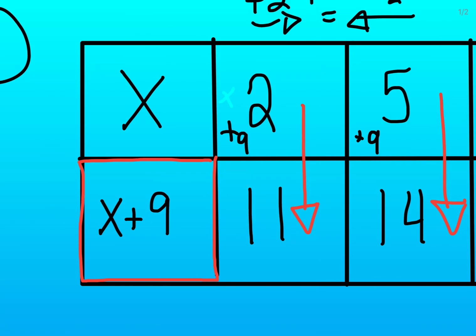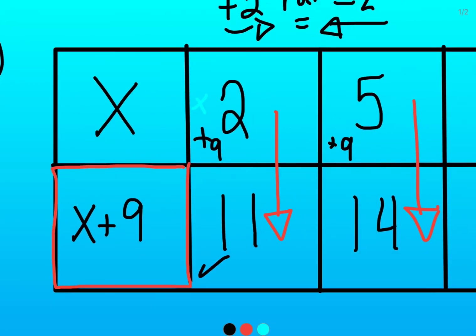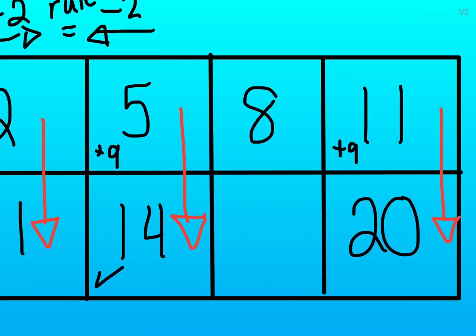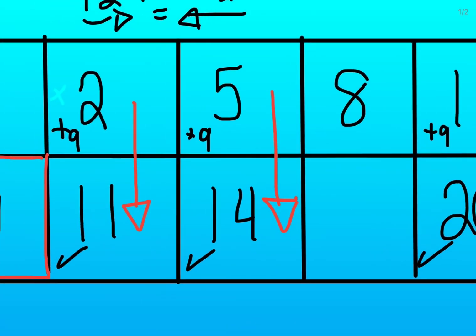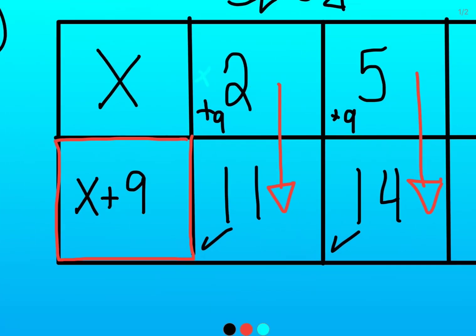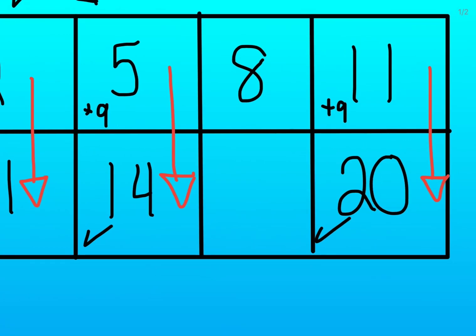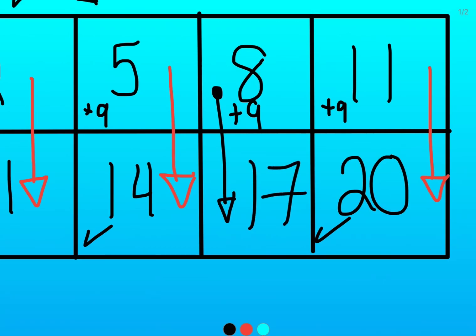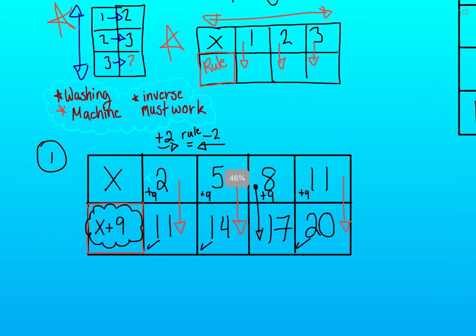For example, 2 plus 9 is 11. That checked out. 5 plus 9 is 14. That checks out. 11 plus 9 is 20. That checked out. And we can use the rule that we found, that we put in over here, to find the missing information. If we're going from here to here, we know it's going in at 8. The washing machine is set to plus 9. And what is 8 plus 9? 8 plus 9 is 17. So we have figured out our first function table, or in and out table.